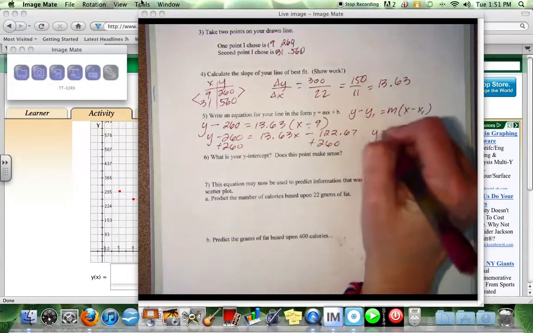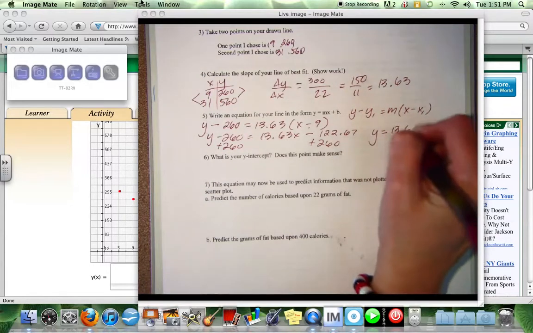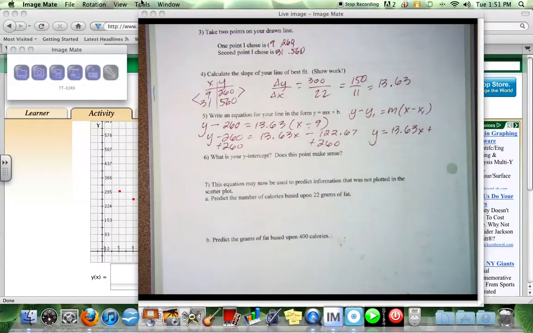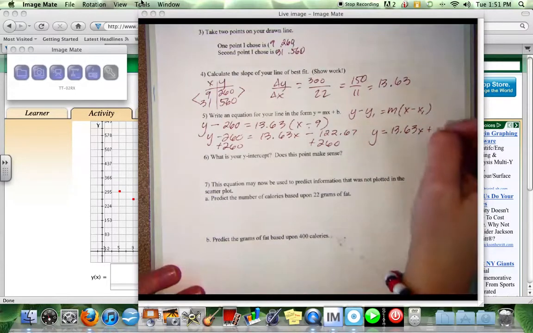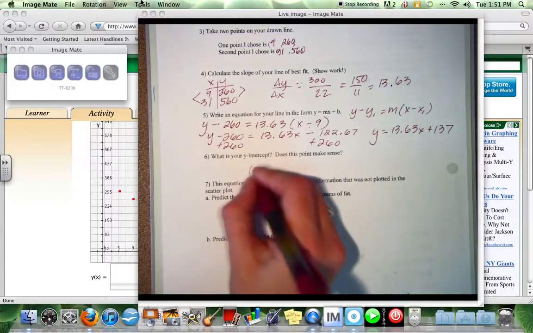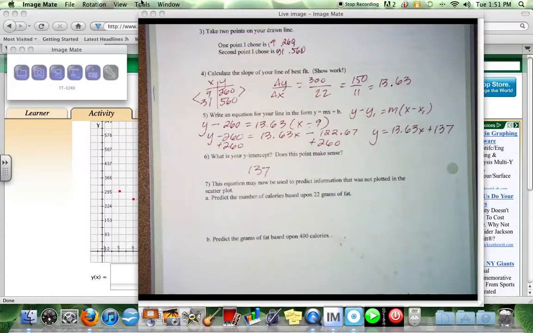So my equation is y equals 13.63x plus 137. So what is our y-intercept? 137. Does this point make sense? If you look at the data on the other side, does it look like it falls reasonably within, somewhat close to our line?